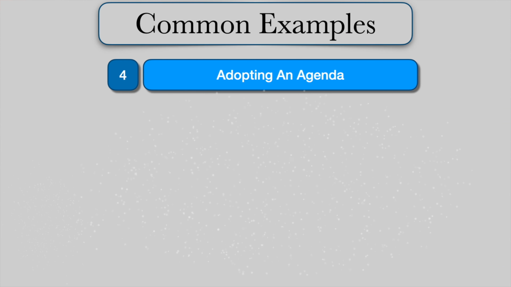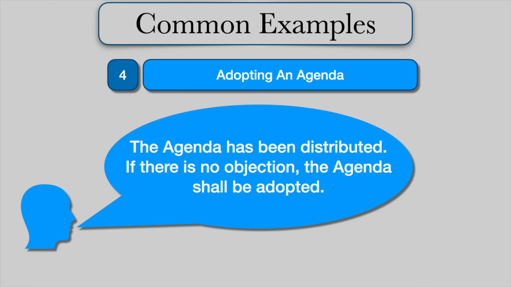Another common use of unanimous consent is when adopting an agenda. If the Assembly uses an agenda, the chair might say, "The agenda has been distributed. If there is no objection, the agenda shall be adopted." This highlights just a few instances where unanimous consent is used quite commonly. But of course, there is no limit to where it might be used to save the Assembly a little time.